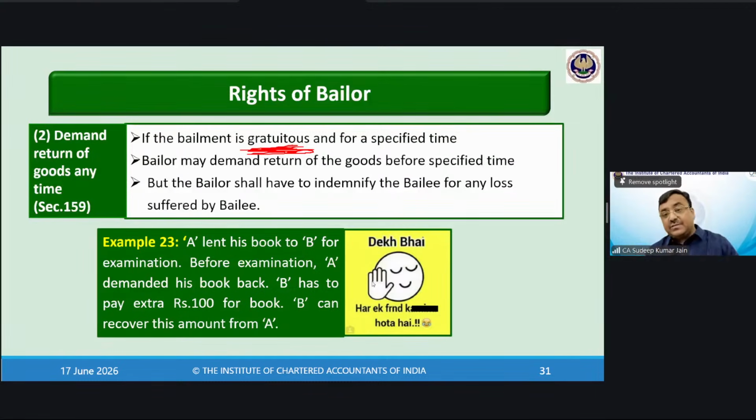It means, listen, in case of gratuitous bailment, the bailor has the right to terminate the bailment before the period, but he has to compensate the bailee for any loss sustained by the decision of the bailor. But in case of non-gratuitous bailment, the bailor has no right to terminate or end the bailment before the specific period. Right?